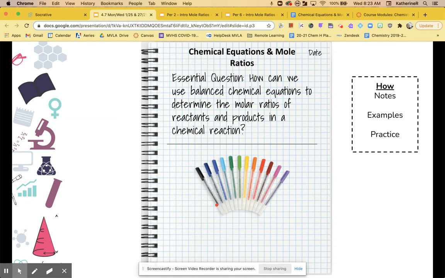So the main thing you need to make sure you do today is take some notes, okay? Our essential question is, how can we use balanced chemical equations to determine the molar ratios of reactants and products in a chemical reaction? So what I'd like you to do is title the top of your page, write down the essential question at the top, and draw a line. Pause the screencast here so you can do that.